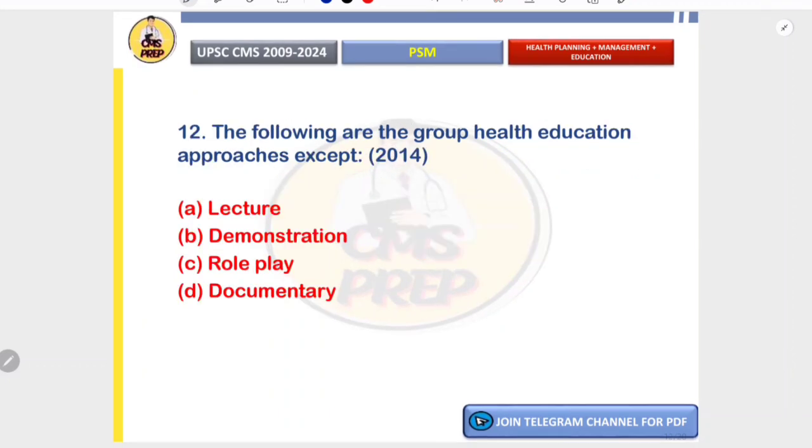The following are group health education approaches except. So the correct option is option D, documentary. Why? A documentary is a mass media tool used to reach a wide passive audience. It is not interactive, so it does not qualify as a group education method which involves smaller face-to-face participatory sessions. Why are other options group approaches?